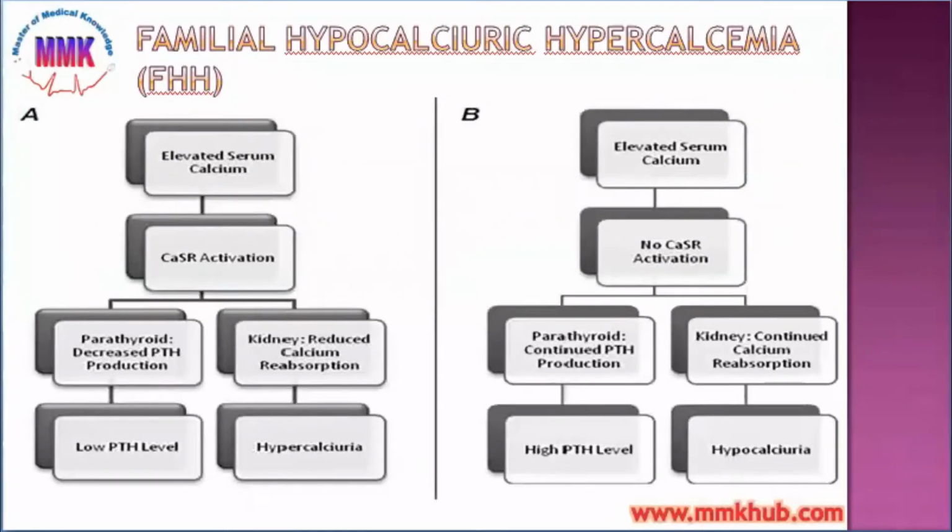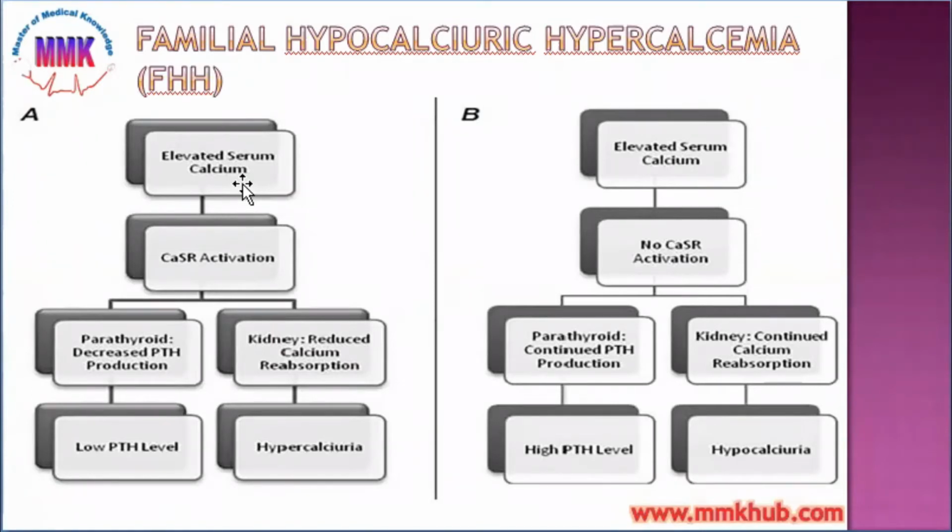What happens in FHH, familial hypocalciuric hypercalcemia? You can notice on the left side that normally, when there is elevated serum calcium, it causes calcium sensing receptor activation, which we have discussed in the previous slide. Calcium sensing receptors are present on the lining of the parathyroid cells, and when there is an elevated level of serum calcium, it is sensed by these cells. And this causes a decrease in the production of the parathyroid hormone.